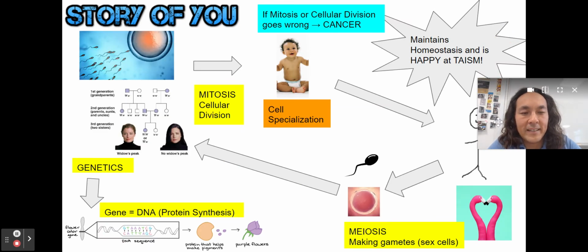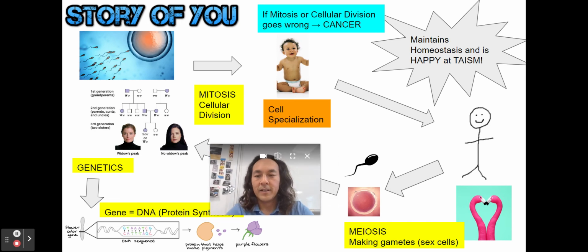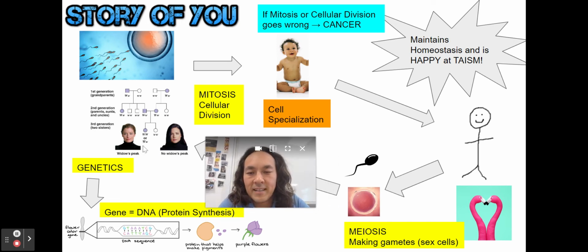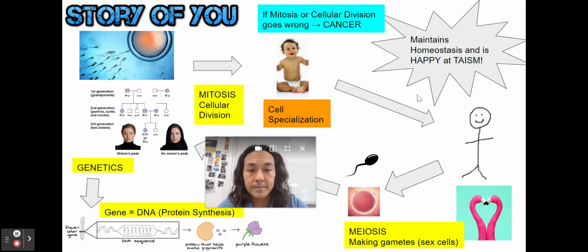I've got an overarching graphic for it. I call it the story of you, and so it just helps to tie everything together. If we start out with a fertilized egg, it will undergo many rounds of cellular division. The cells become specialized over time due to different factors that activate different genes. If anything goes wrong, the cells could keep dividing and be cancerous.